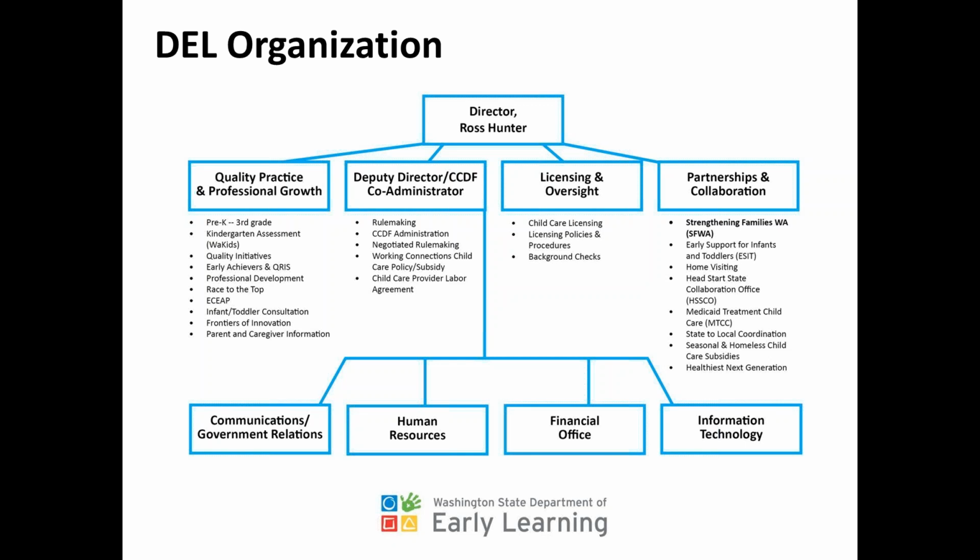And then on the far right is partnerships and collaboration. In this division, we have Strengthening Families Washington, the ECEAP program, the home visiting work, the Head Start State Collaboration Office, and the Healthiest Next Generation program, as well as others that are listed here that I did not mention. Other areas of work at the Department of Early Learning also include communications, human resources, our financial office, and the ET division. All of these divisions listed on the bottom support the ongoing work at the Department of Early Learning.